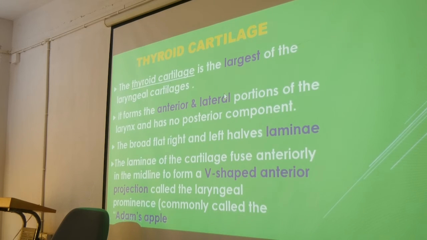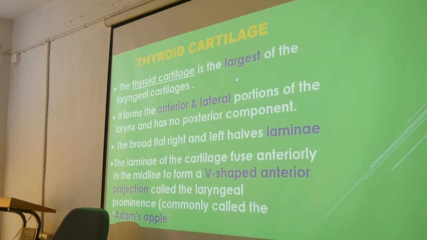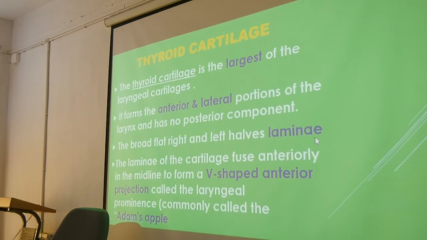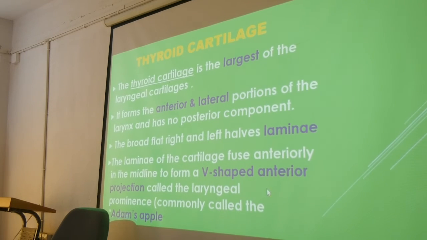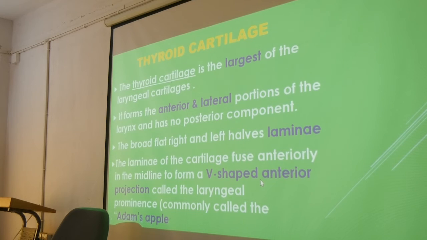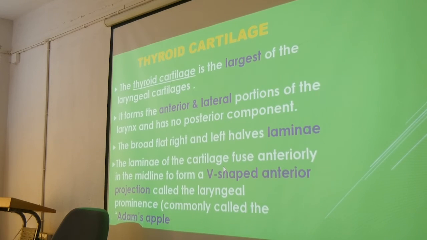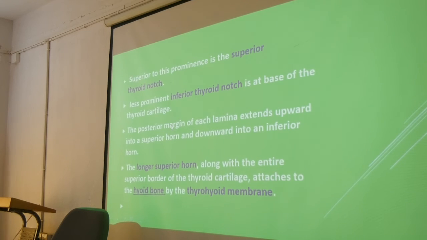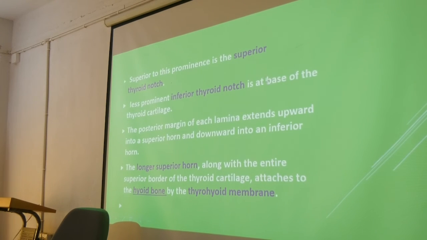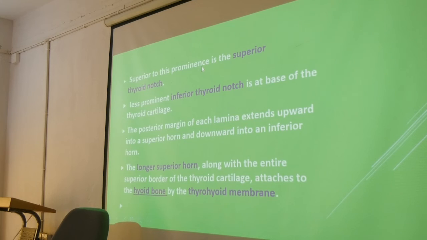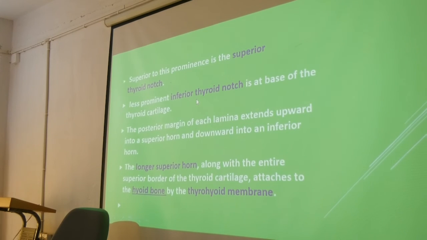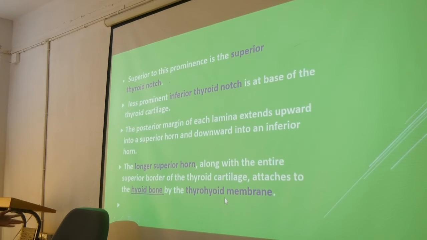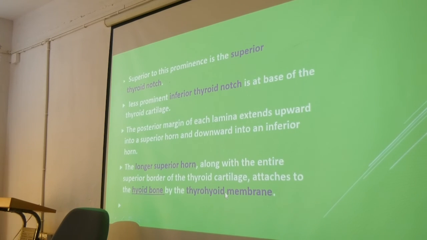Now about the thyroid cartilage, it is the largest cartilage. And it has two laminae. What you see on both sides we call laminae. In between there is a V-shaped projection known as Adam's apple, the tubercle. If you notice the thyroid cartilage, above there is one notch known as the superior thyroid notch, and below another notch, the inferior thyroid notch. And with the hyoid bone I have shown you, there is the thyrohyoid membrane.